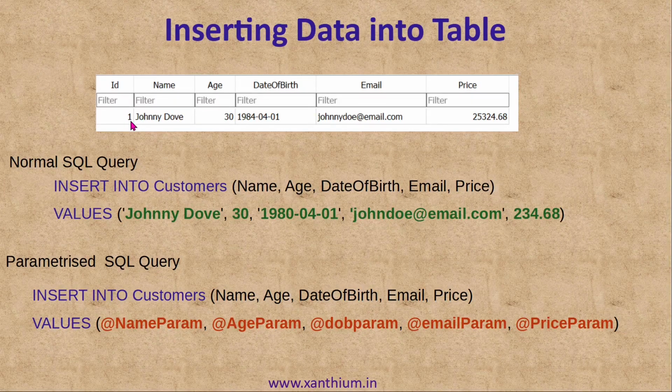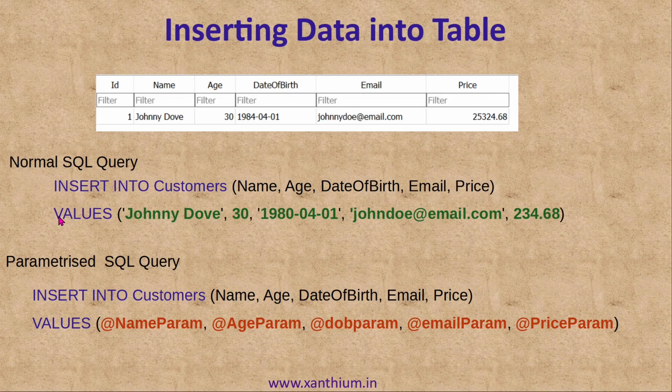Normally we will use an SQL query if you want to insert some information into the database. The standard SQL query will look something like this one. Insert into customers. Here customers is the name of our table. If the name of your table is different, use a different name. Then we will call the column names: name, age, date of birth, email, and price. We won't be using ID because that's the primary key. We don't have to update that one.